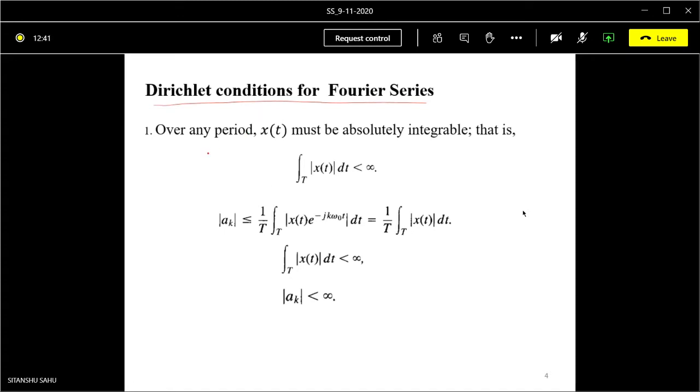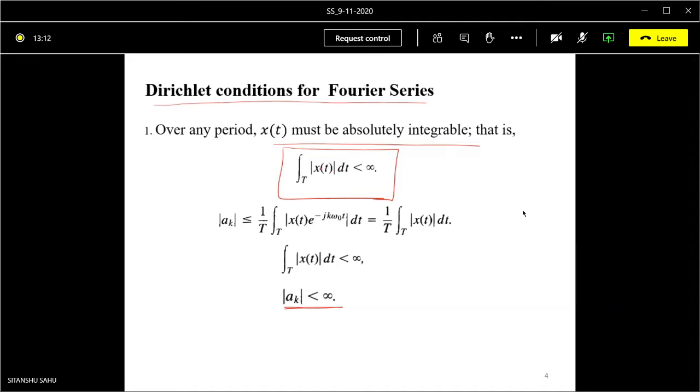So the first condition that we discussed earlier: over any period, x(t) must be absolutely integrable. That means the integral of |x(t)| dt should be less than infinity. So this is very, very important. We say it is absolutely integrable. Okay, so that means the sum of |a_k| should also be less than infinity. In other words, the Fourier coefficients a_k also have to be absolutely summable.